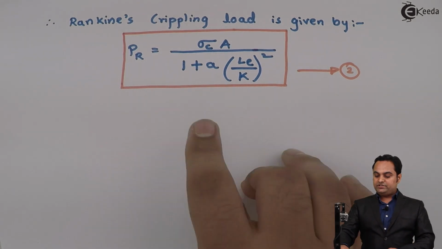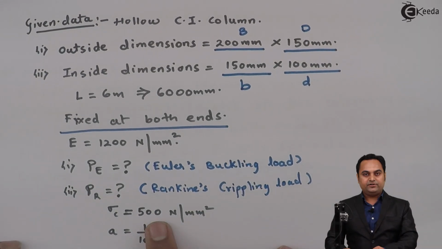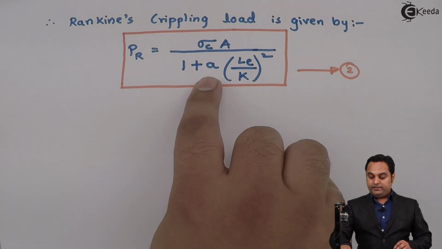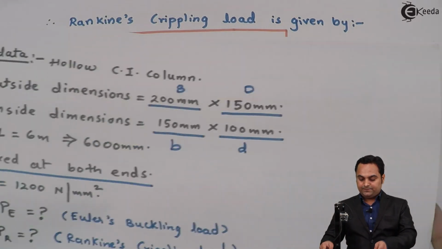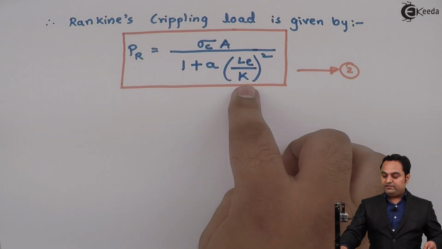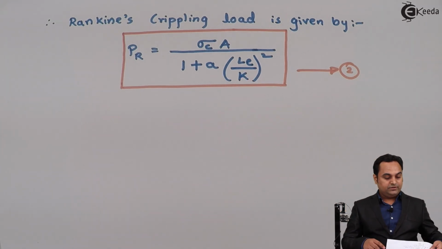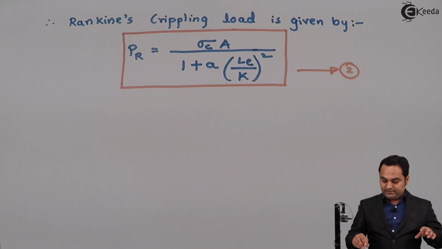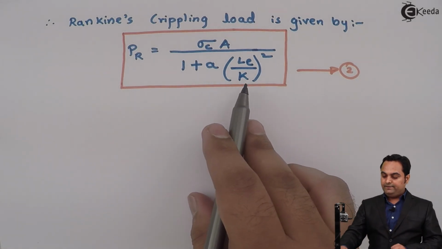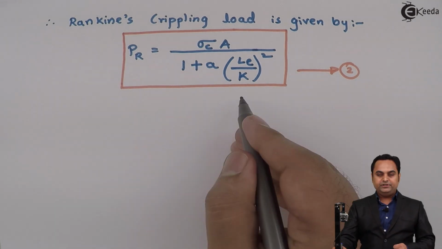Now if we look into this equation, the value of sigma C is given in the problem as 500. Capital A is the cross section area we have calculated. Small a is the Rankine's constant, which is 1 upon 1600, given. Effective length and K values, now we will calculate these values. K is called the radius of gyration, and first thing which we would do here is to solve the denominator.